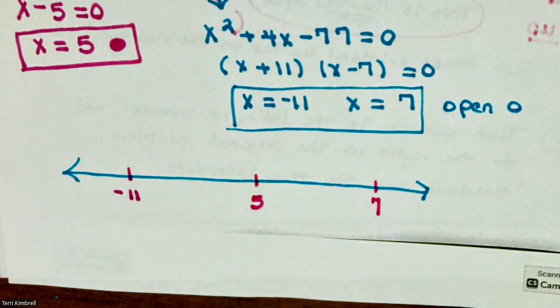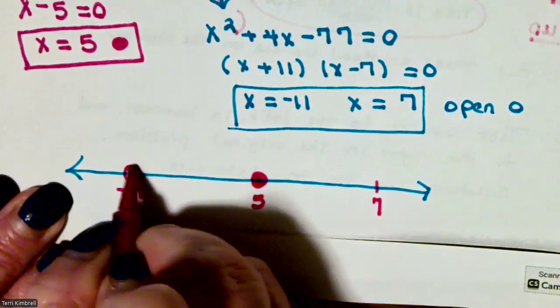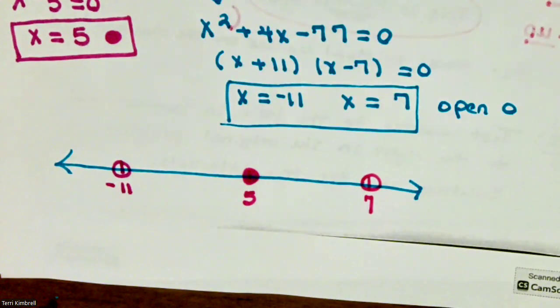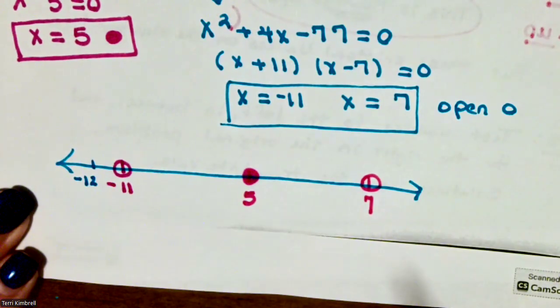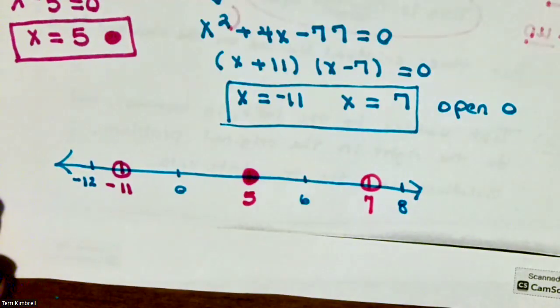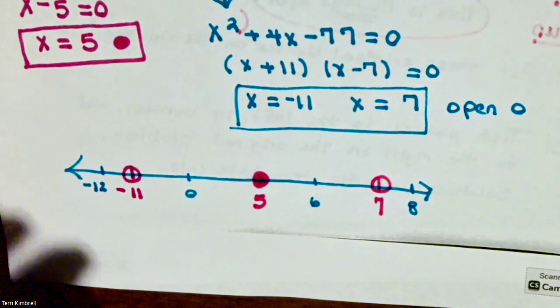Next, I would recommend putting those on the number line. I would also recommend that you put those from least to greatest, and then go back and put your circles. So 5 is closed, -11 is open, and 7 is open. Once you have done that, pick some numbers. So I'm going to say -12, 0 would fall in between, then 6 and 8. Okay, and remember that you're testing these in the original problem.